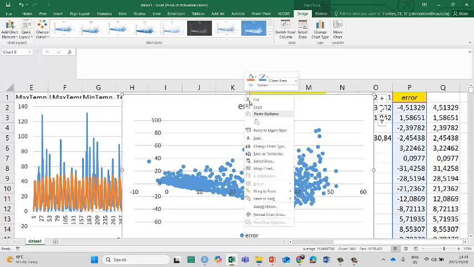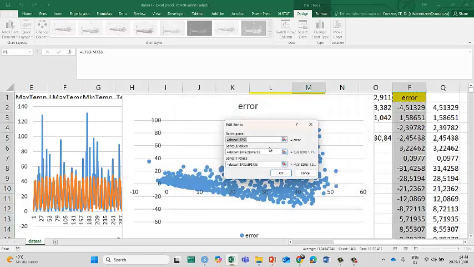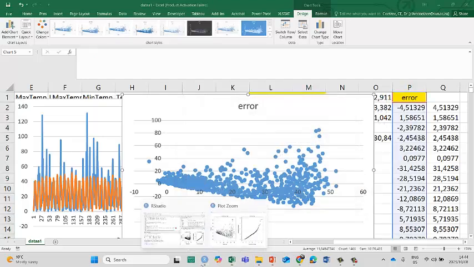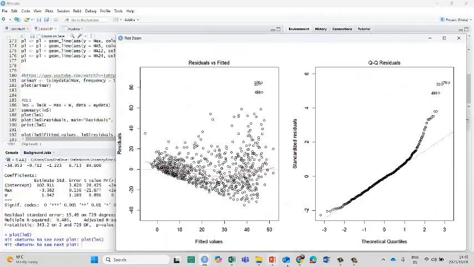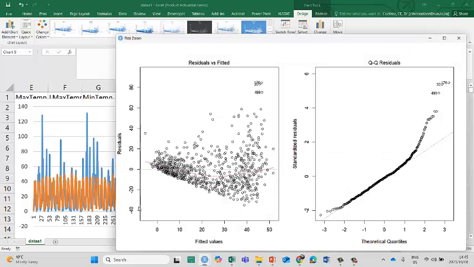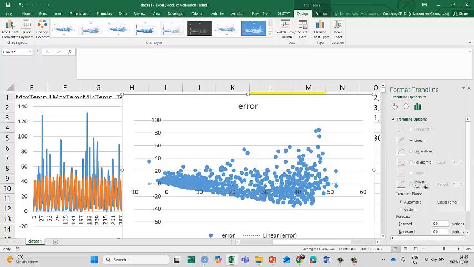Let me just quickly select data, error, edit, M2, P2, series name, P2, okay, that's fine. So let's have a look at it. It's exactly the same, 0 to 50, 0 to 50, and then minus 40 to 80, minus 40 to 80, and it gives us this format. We can put a trend line there. Let's see. We put a trend line.